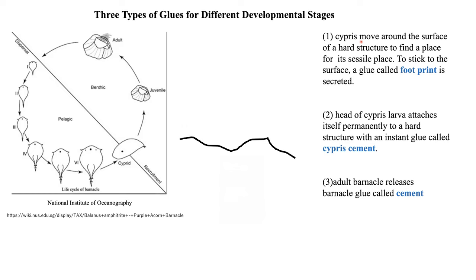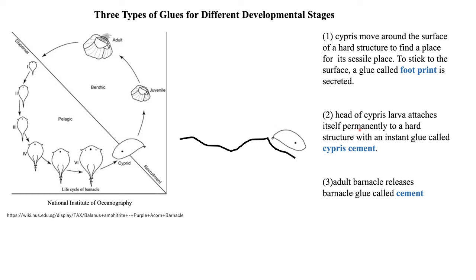Okay, the cypris larva moves around the surface of the hard structure to find a place for its sessile life. To stick to the surface, a glue called footprint is secreted. So if the cypris larva selects this region as a sessile place, then it secretes a footprint.